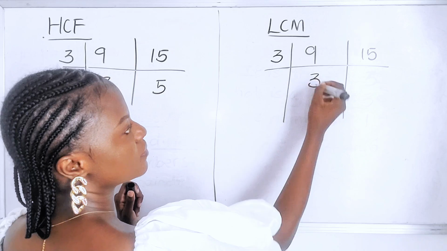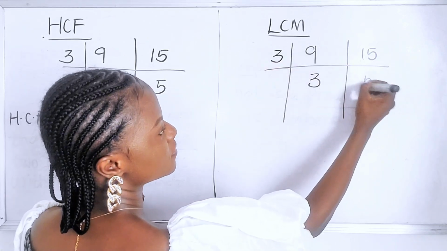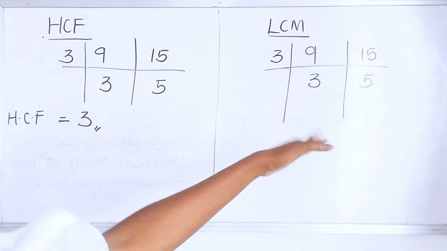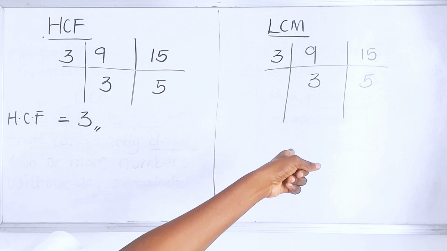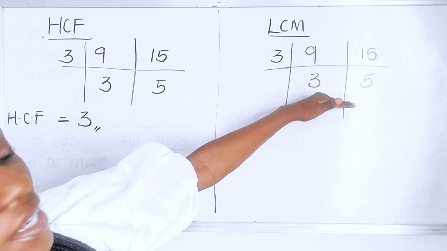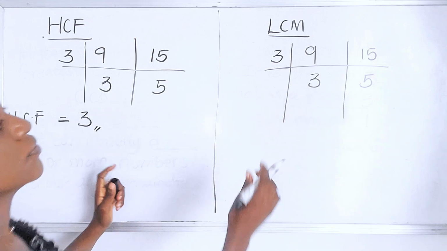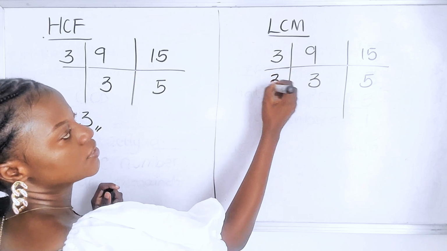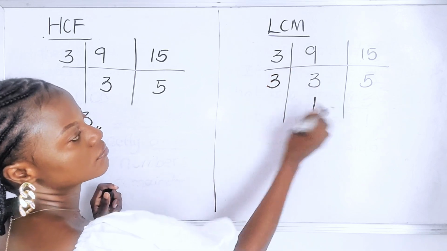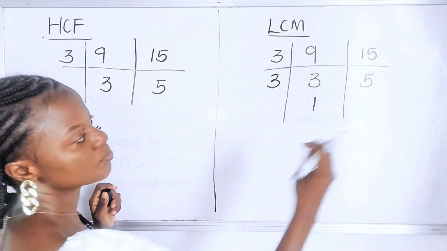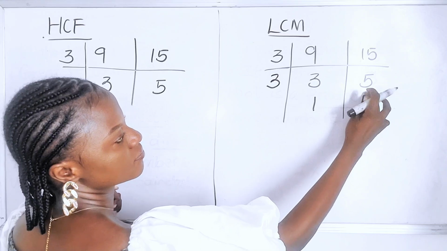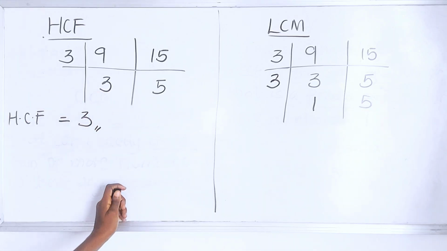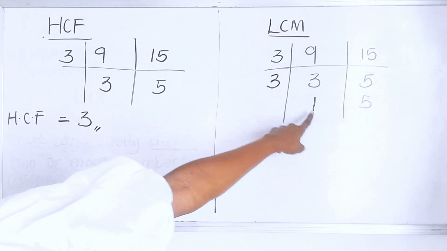3 in 9 is 3. 3 in 15 is 5. When you get here, you have to still find a number that can go in 3 or 5. Remember, we're here now. So 3 can go in 3. So 3 in 3 is 1. 3 in 5 would have a remainder, so just write 5. Don't bother.